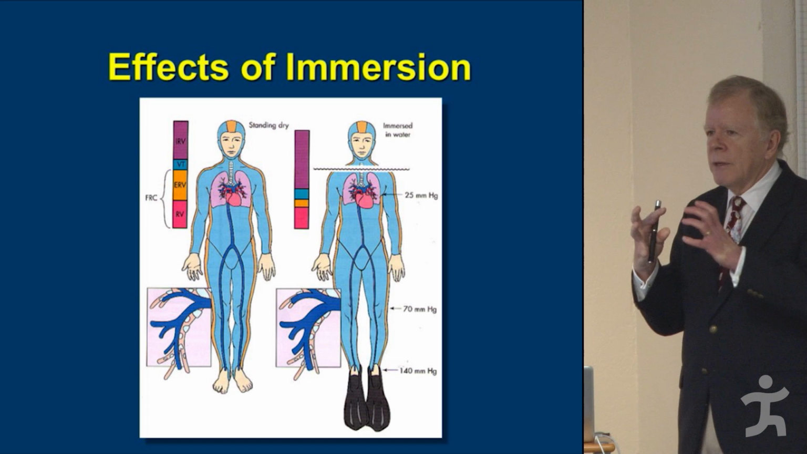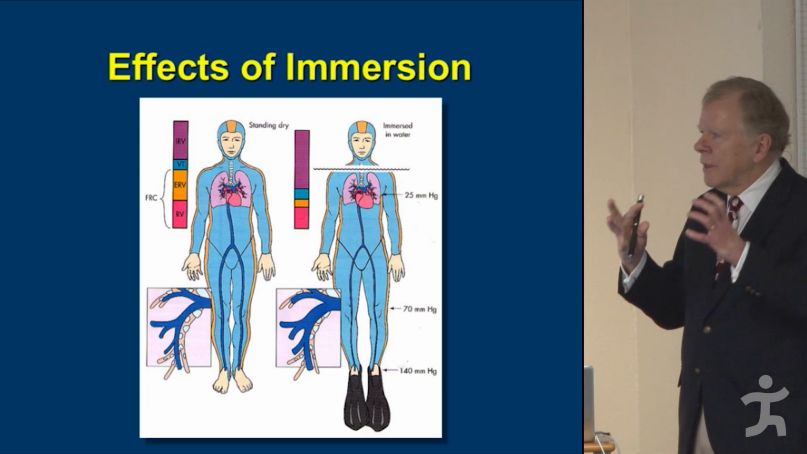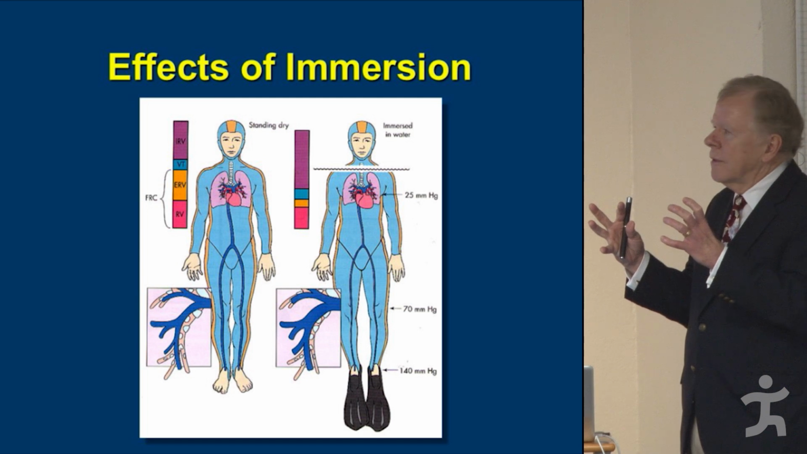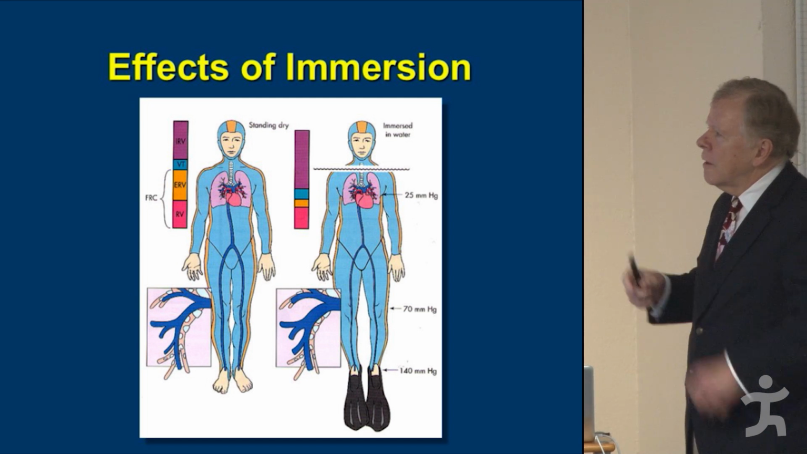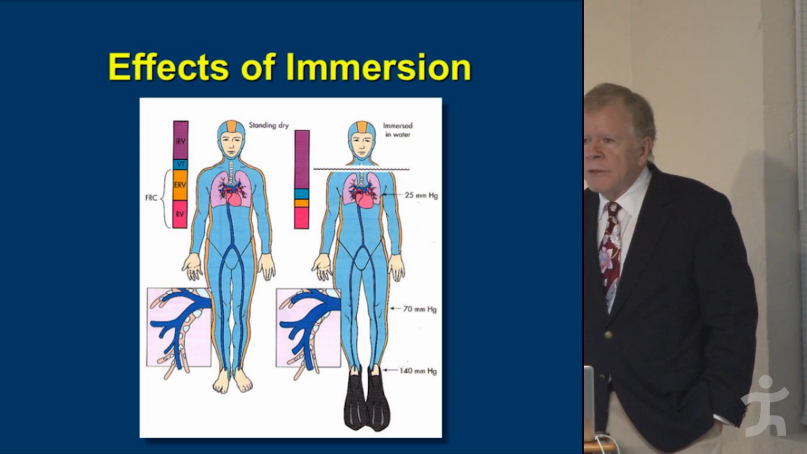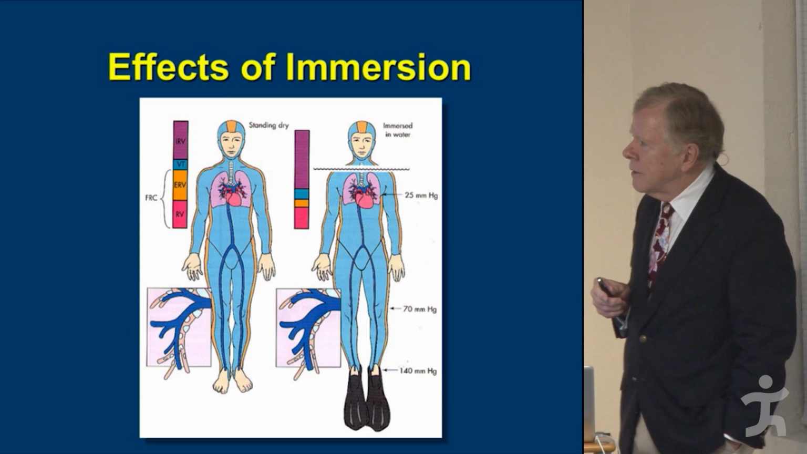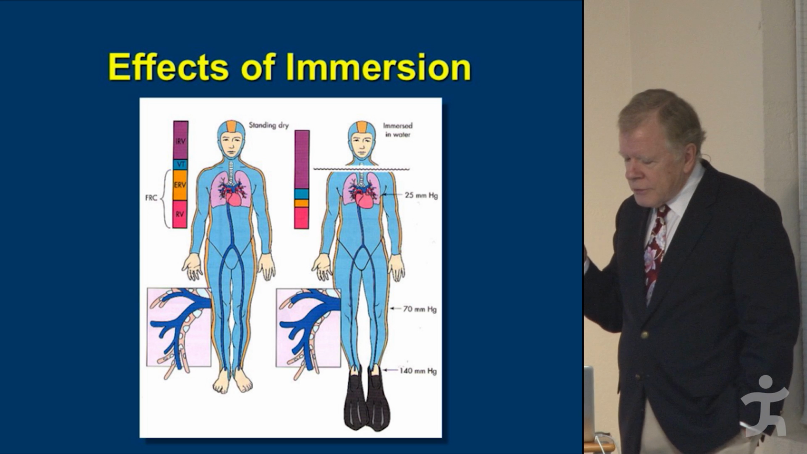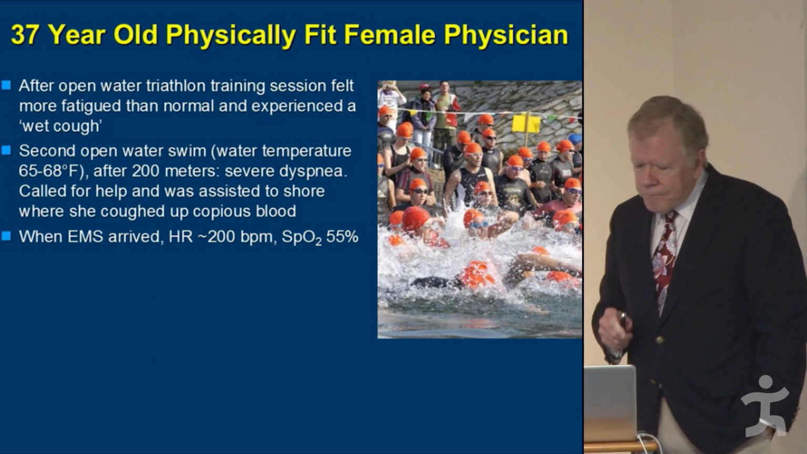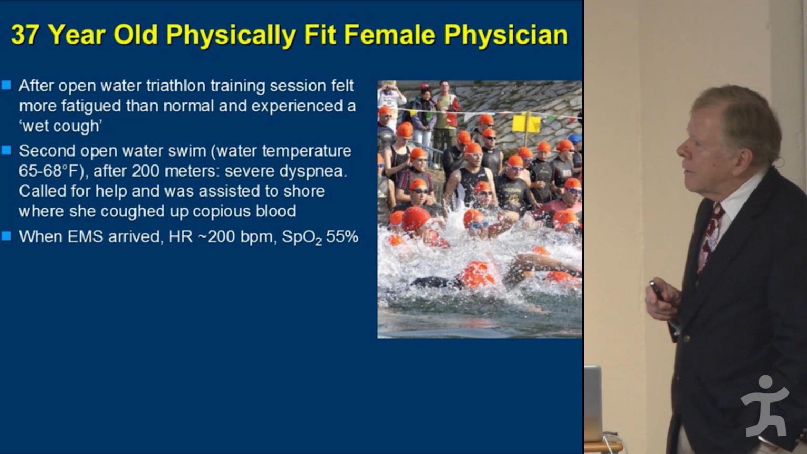The heart gets a little bit bigger, the blood in the lungs increases, and so you end up with this increased pooling of blood in the thorax, which most people don't notice unless they have a heart condition. But in certain circumstances, it can be a problem. Now, here's an example of that.